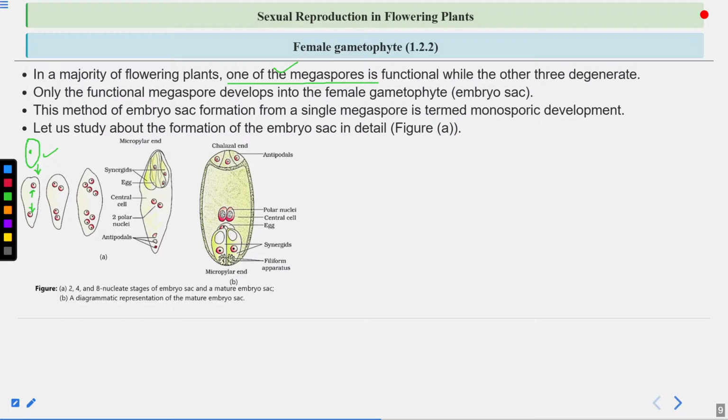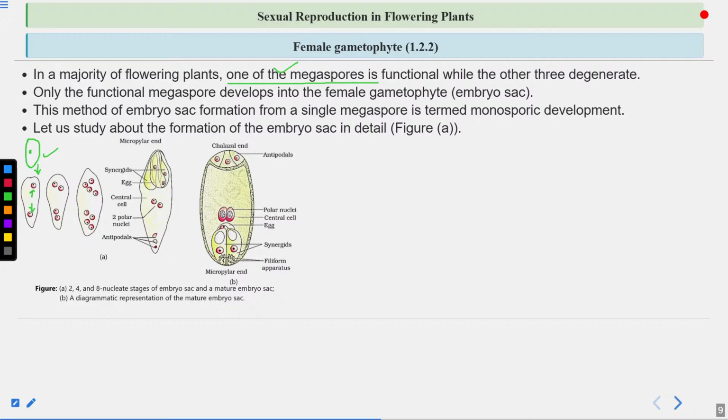So here you see the megaspore divides into 2 nuclei, and after the division of the nucleus there is no cytoplasmic division or wall layer laid down. No cytokinesis. In fact, after that there is again karyokinesis, that is, the division of the nucleus. So at each pole 2 nuclei are there, in total 4 nuclei in this megaspore.